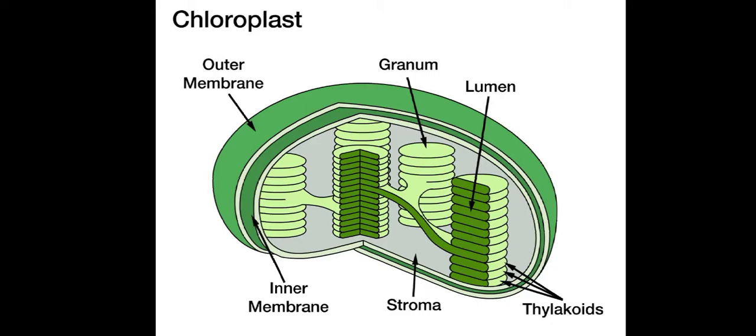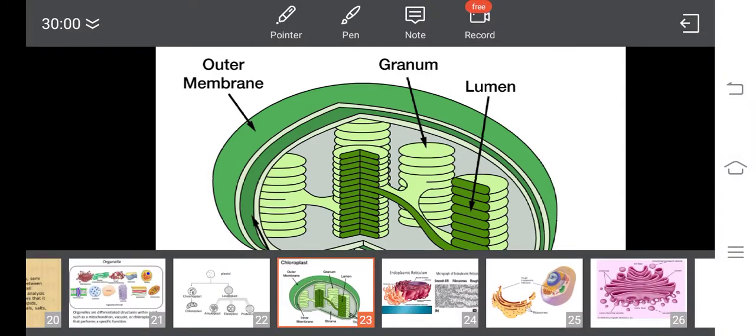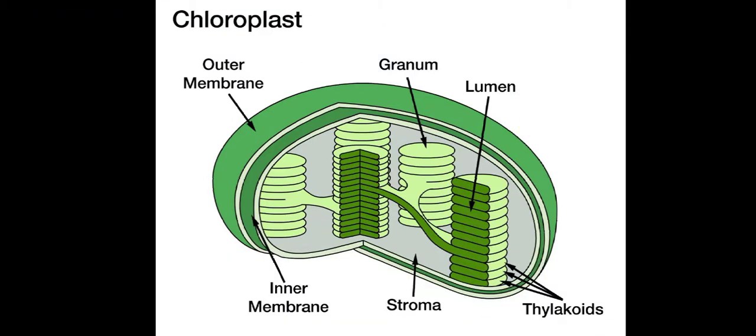Here you can see the outer membrane, granum as well as lumen, and lumen means the place, as well as the stroma, that is a fluid, and a coin-like structure called thylakoid, and outer and inner membrane. So this is the structure of the chloroplast. In today's class we are going to study endoplasmic reticulum and other cell organelles.